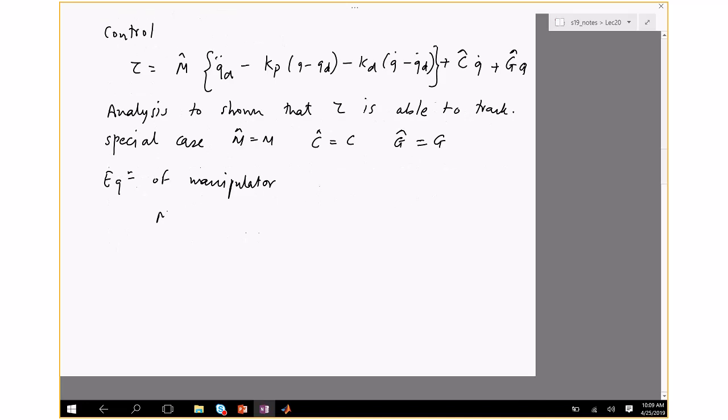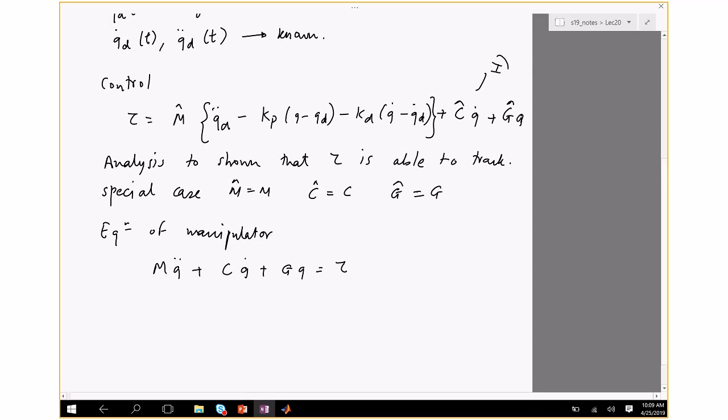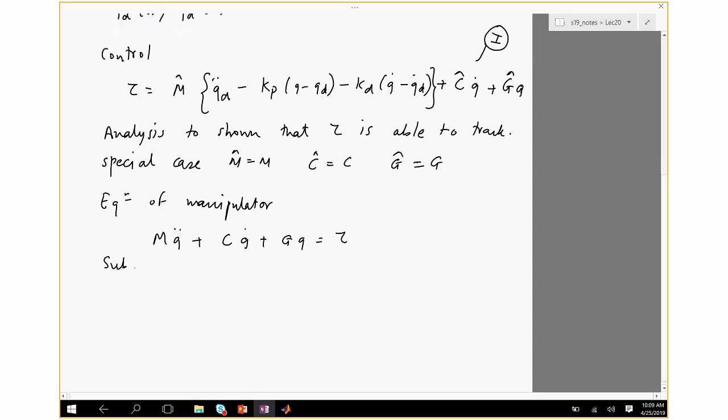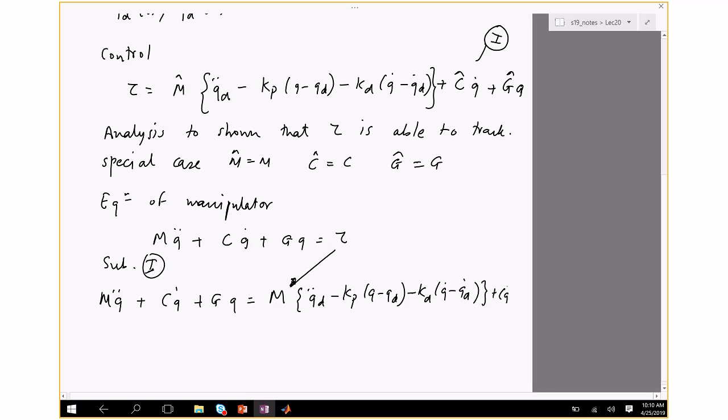The equation is mass times Q double dot plus C times Q dot plus G of Q equals tau. So let's substitute into this equation. I'm doing the special case where I know the mass, C and G perfectly. So tau is mass times Q double dot D minus KP times Q minus QD minus KD times Q dot minus QD dot, plus CQ dot plus GQ.